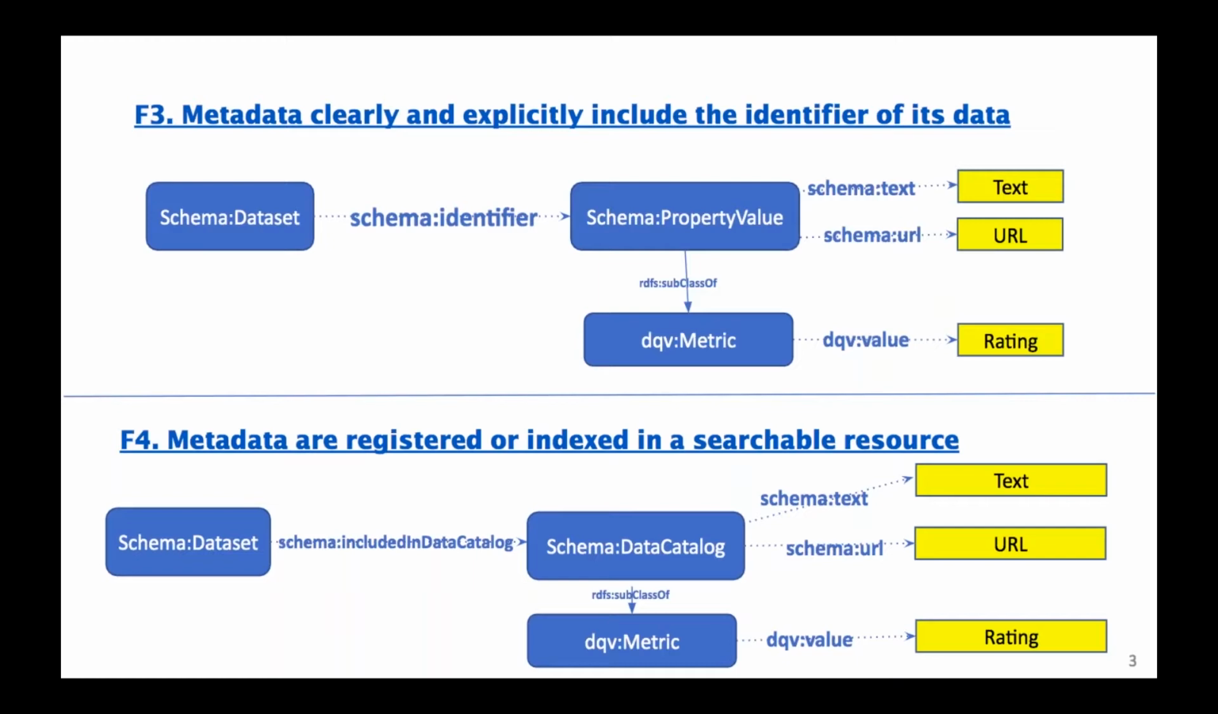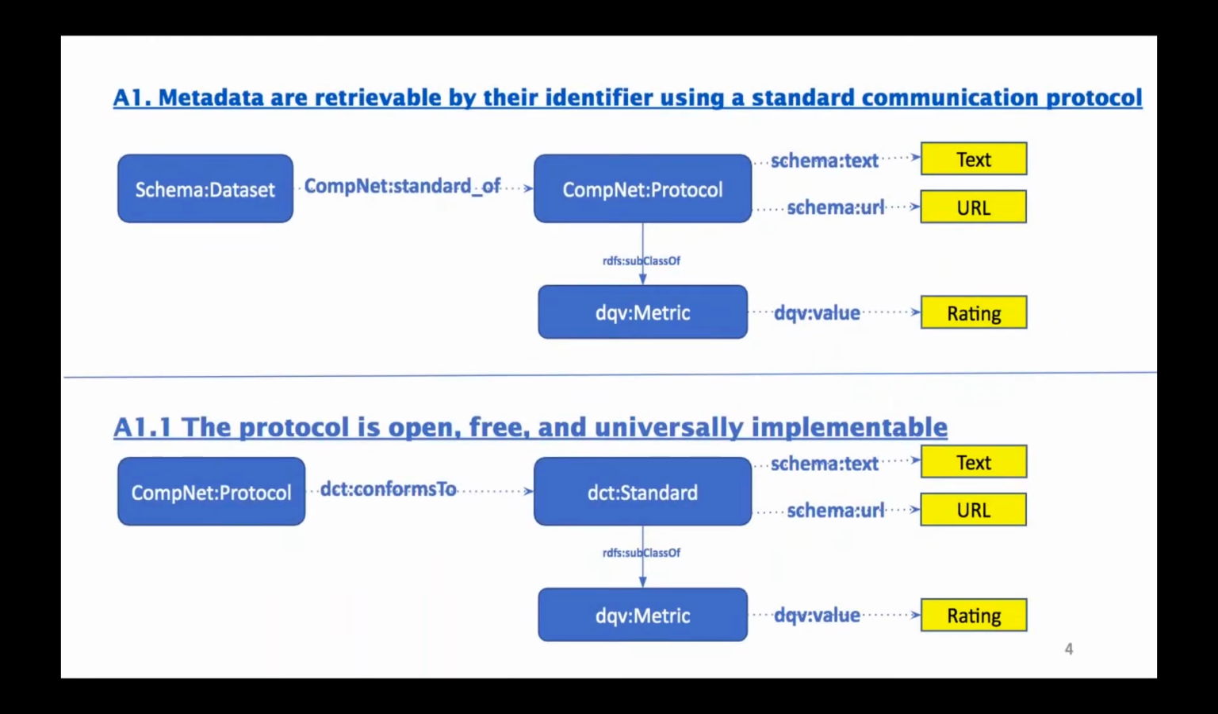Next, we move to accessible. A1: metadata are retrievable by their identifier using a standard communication protocol. We use a property called standard of from the computer network ontology, linking the dataset to a protocol class from the computer network ontology, and registering the protocol like HTTP for this principle, and giving it a rating for that principle.